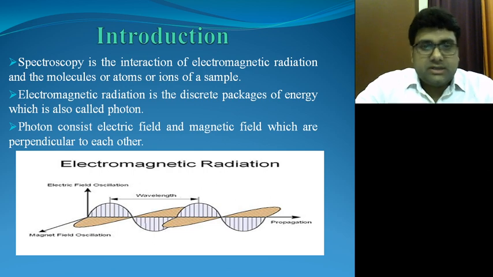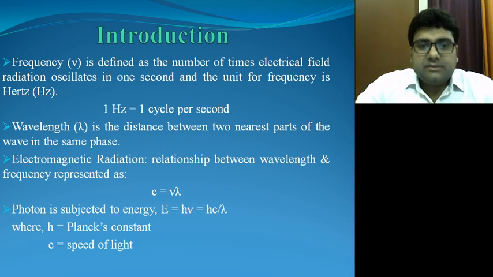Let's start with the introduction. Spectroscopy is the interaction of electromagnetic radiation with the molecules, atoms or ions of a sample. Electromagnetic radiation is a discrete package of energy which is also called a photon. A photon consists of an electric field and a magnetic field which are perpendicular to each other. Here are some terms like frequency and wavelength. Frequency, denoted by nu, is defined as the number of times the electric field radiation oscillates in 1 second, and the unit for frequency is hertz.